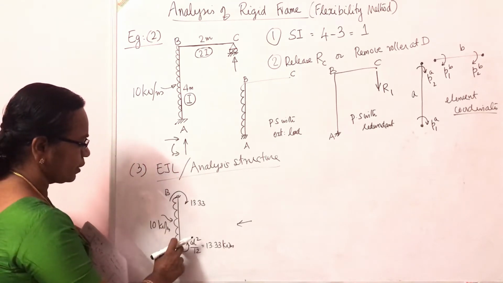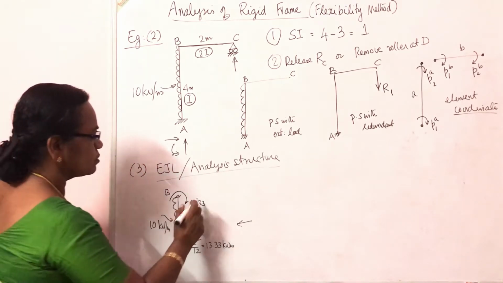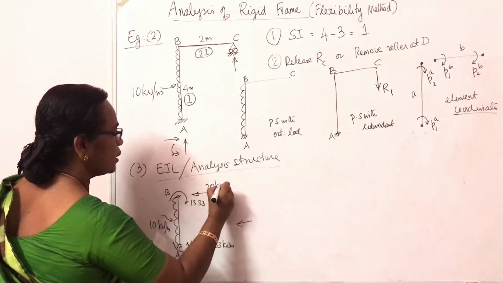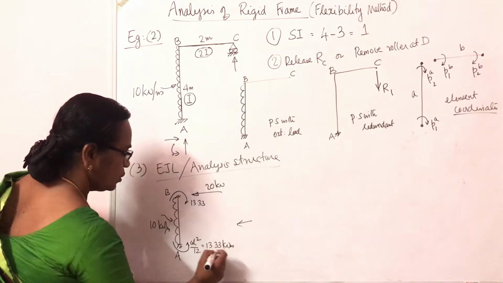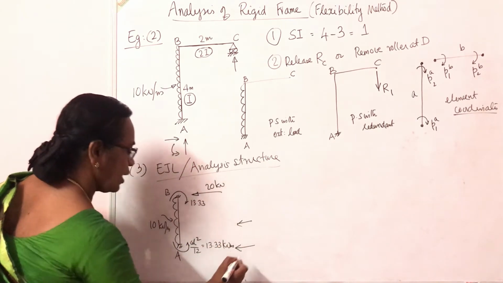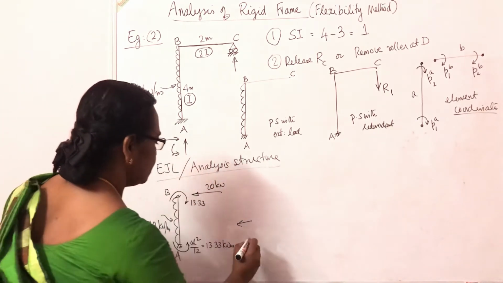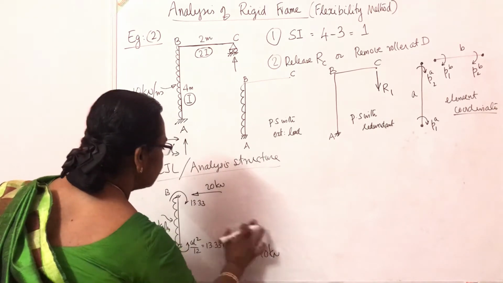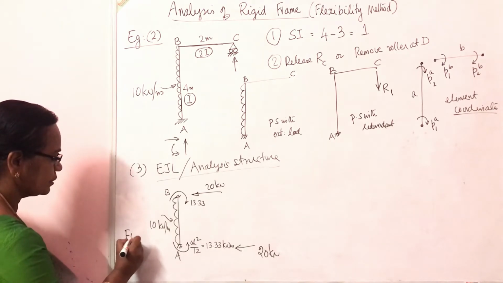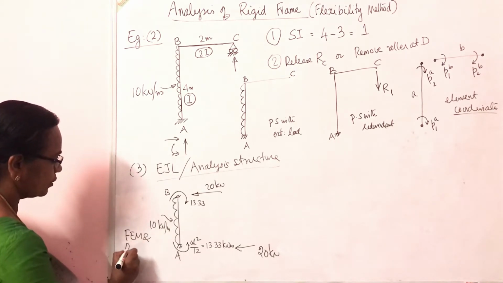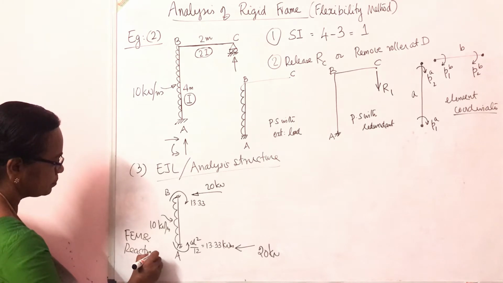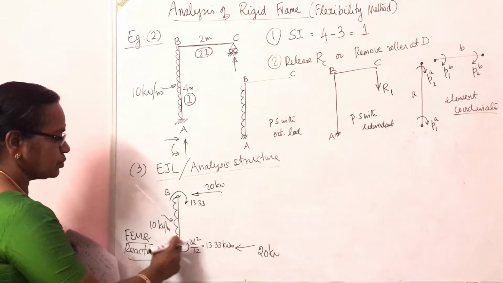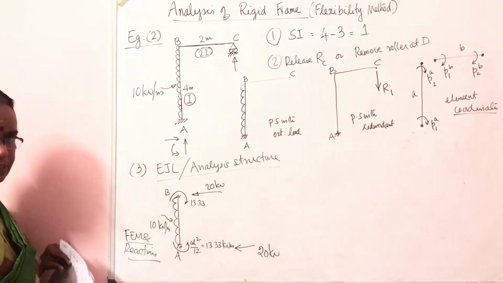Now, for this, there will be reactions. 10 into 4, 40 is the load. So there will be a reaction of 20 kilonewton, 10 into 4 by 2. And here also there will be a reaction, 20 kilonewton. So these are the fixed end moments and reactions of element AB. So this load is equivalent to these two moments and these two reactions acting here.